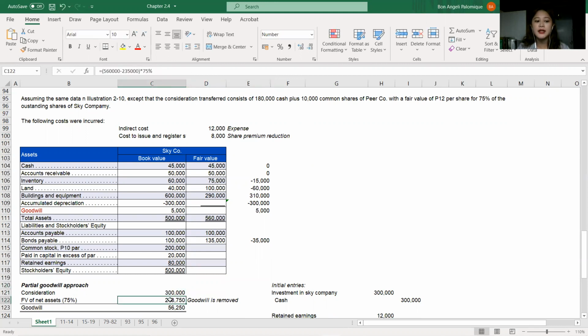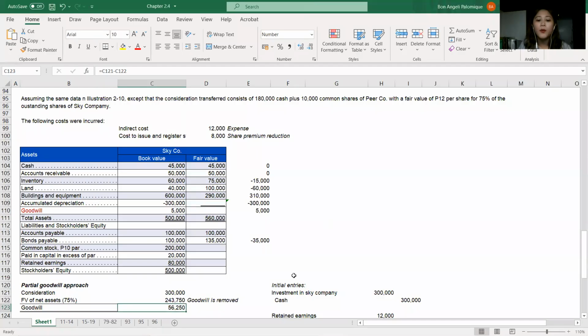Fair value of net asset. So kapag partial goodwill, kailangan natin yung 75% of the fair value of net asset. So 560,000 less 235 times 75%. So 243,750. So take note na goodwill is removed kasi dito hindi mo siya inassign ng fair value, di ba? So technically, hindi mo siya sinama sa computation ng fair value of net asset. So the total goodwill is 56,250.